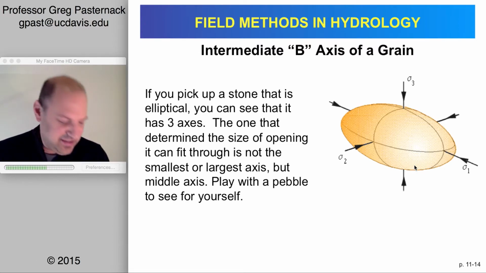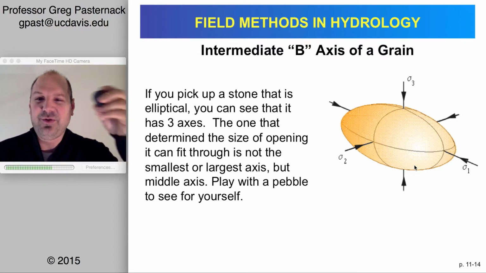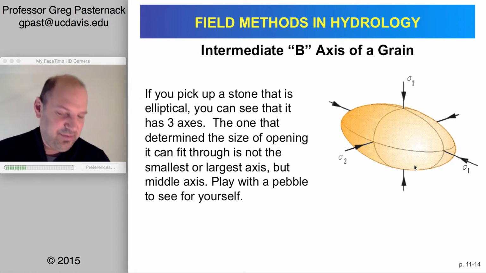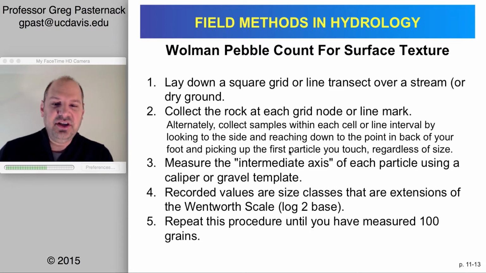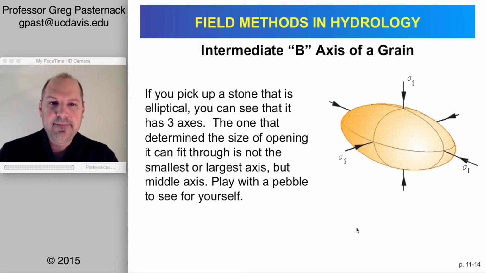It might help to cut out your own little piece of cardboard, get yourself a little rock out of the yard, and play with that and convince yourself of that. So you need a way to measure that intermediate axis. Traditionally that was done with a caliper, but I'm going to show you why that's not such a good idea. Then you record those sizes and repeat that procedure. Typically that's repeated 100 times so that you have a pretty good representation of the particle size distribution.